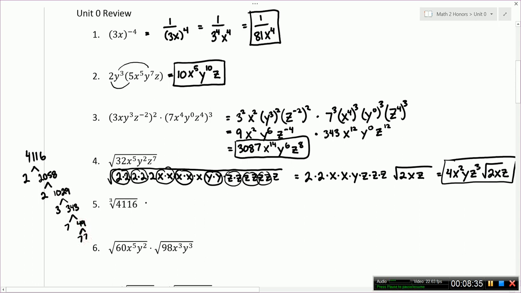So what we end up with is the cube root of 2 to the 2nd power times 3 times 7 to the 3rd power. In this problem, we're taking the cube root, so we're looking for sets of 3, and we have 3 7s, and that's the only thing we have a set of 3 of. And so we can pull out those 3 7s. We get 7 times the cube root of what's left. 2 squared is 4 times 3, which ends up being 12. So 7 cube root of 12.